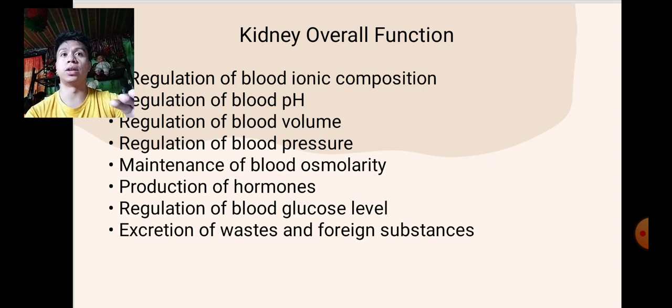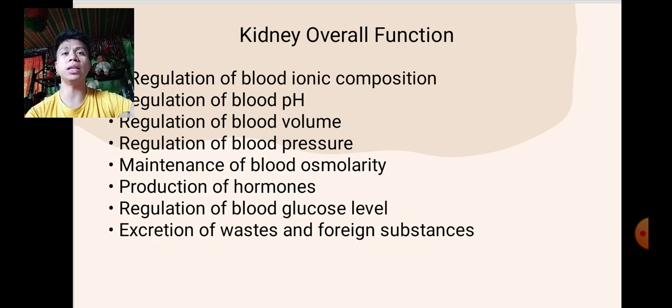Then this vitamin D helps regulate calcium homeostasis, and another hormone that's being produced is erythropoietin. So it stimulates the production of red blood cells. And the second to the last function, regulation of blood glucose level.